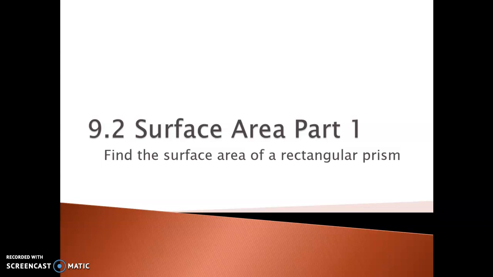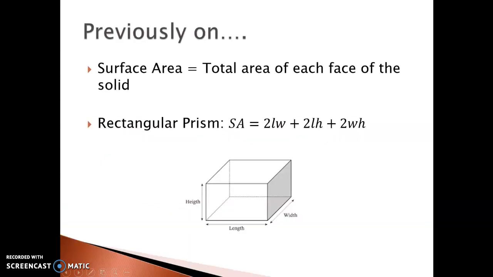Today we're finding surface area and volume of a rectangular prism. So we're going to start with surface area of a rectangular prism. Last time in class, we discovered that surface area is the area of all of the faces of our 3D solid. Now we could draw a net and find the area of each shape if we want to.